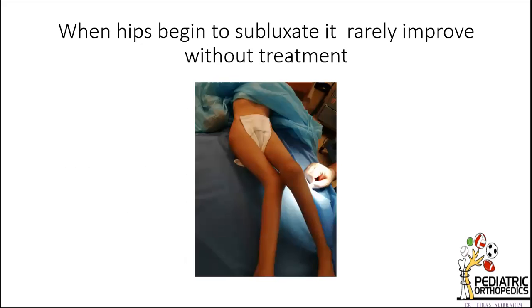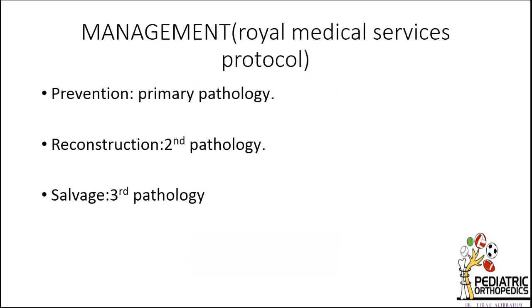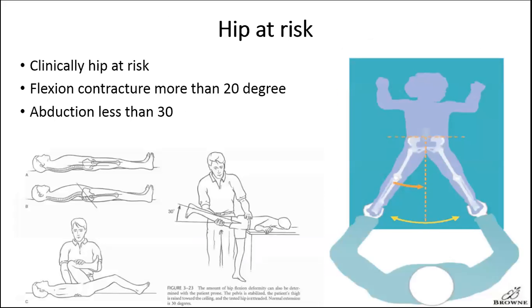And when the hip begins to subluxate, it is rarely improved without treatment. Our protocol in Royal Medical Service: we start prevention for the primary pathology, reconstruction for the secondary pathology, and salvage for tertiary pathology. For prevention, we consider the hip at risk, which is clinically identified by flexion contracture more than 20 degrees.